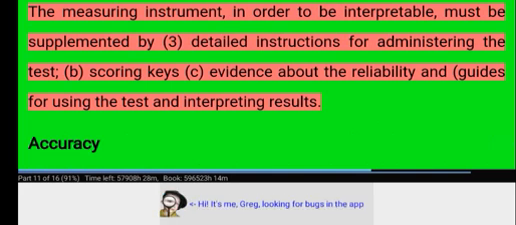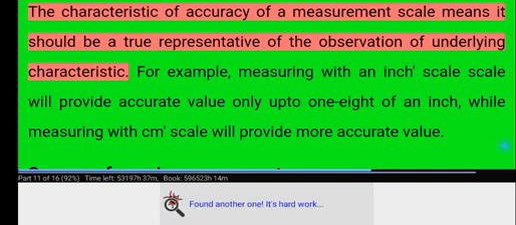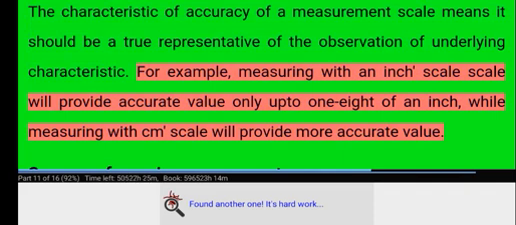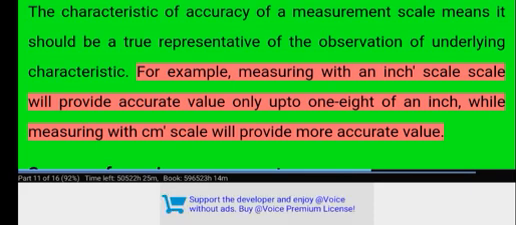The measuring instrument, in order to be interpretable, must be supplemented by a. detailed instructions for administering the test, b. scoring keys, c. evidence about the reliability and guides for using the test and interpreting results. Accuracy. The characteristic of accuracy of a measurement scale means it should be a true representative of the observation of the underlying characteristic. For example, measuring with an inch scale will provide accurate value only up to 1/8 of an inch, while measuring with a cm scale will provide more accurate value.